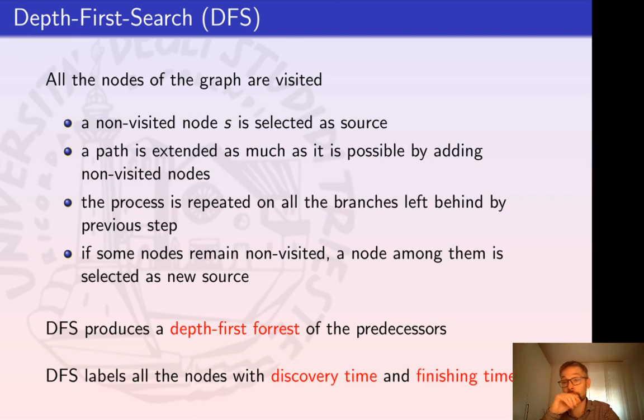Now, another interesting and different thing with respect to the BFS visit is that DFS labels all the nodes by using two values, which are not the distance from the source, but they are discovery time and finishing time. And we will see later on why they are useful.